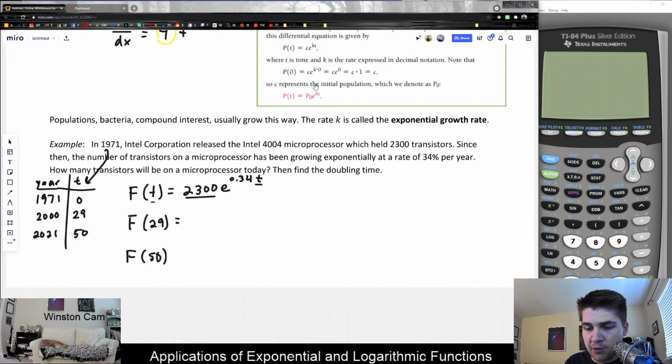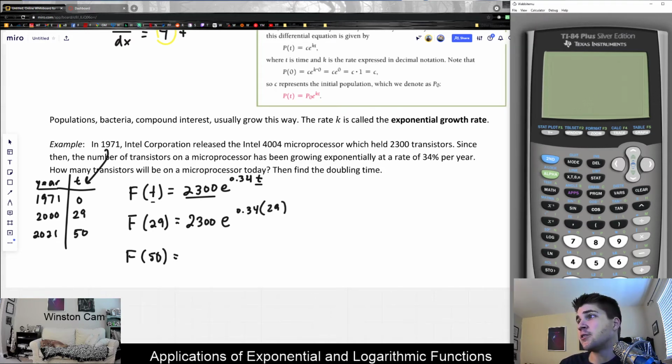So f of 29 would just be 2300 multiplied by e to the 0.34 times 29. And obviously I'm going to want a calculator to do this. That's pretty close to a third, so I might be able to approximate what that would be without it, but let's just type it all in. It would give us a very large number, which looks to be about 44 million.